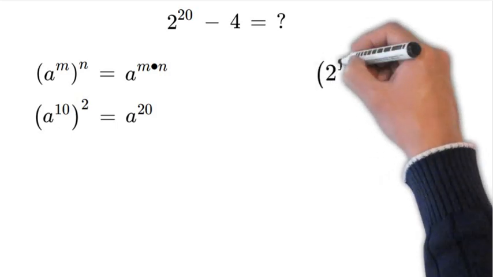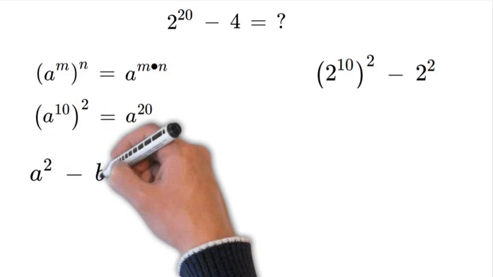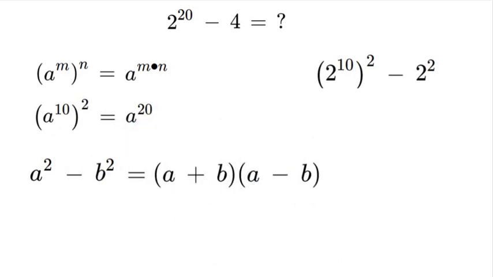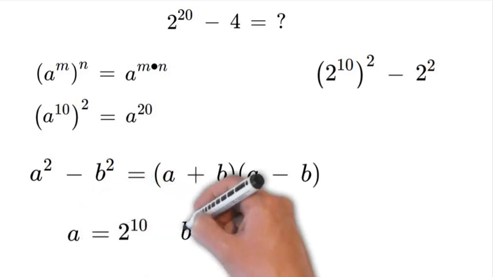So we can rewrite 2 to the power of 20 as 2 to the power of 10 squared, and we're also going to rewrite 4 as 2 squared. We're going to do that because of this simple property: a squared minus b squared is equal to a plus b times a minus b. Now we can apply a squared minus b squared perfectly to this problem. For our problem, a is equal to 2 to the power of 10 and b is equal to 2.